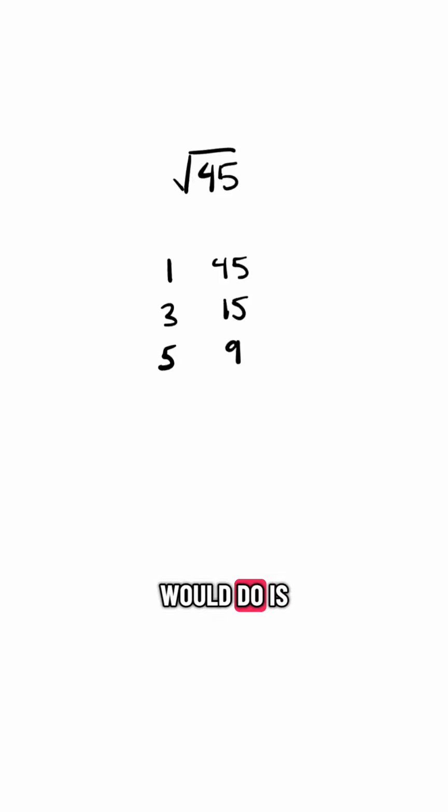So once we have all the factors written down, we want to find any perfect squares. A perfect square is when you have a number that can be multiplied by itself to give you one of the factors. So the one perfect square that we can notice here is the number 9.